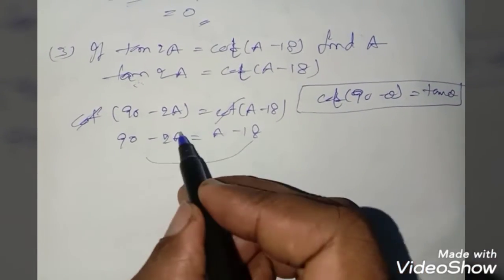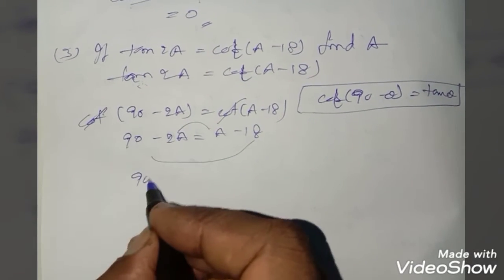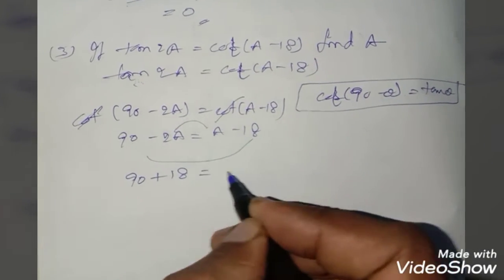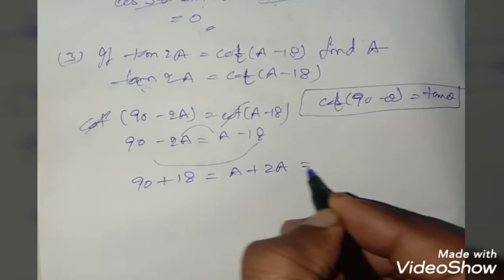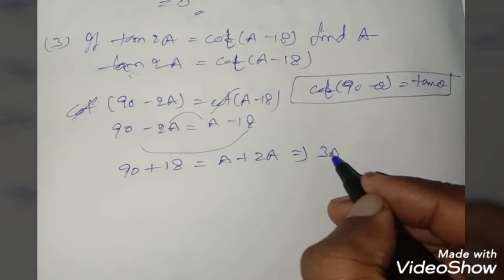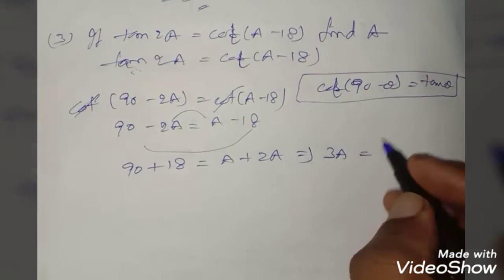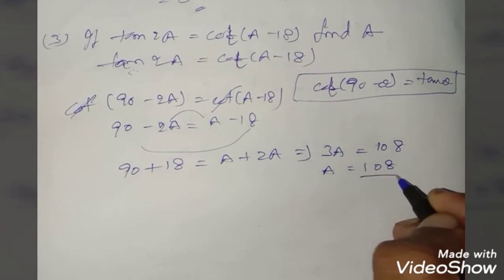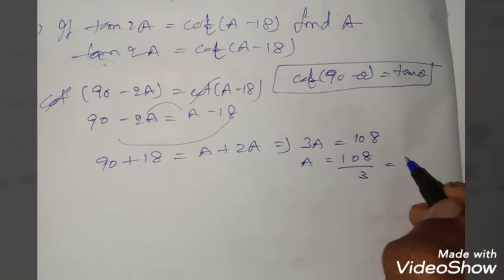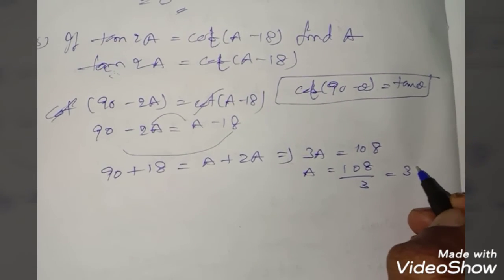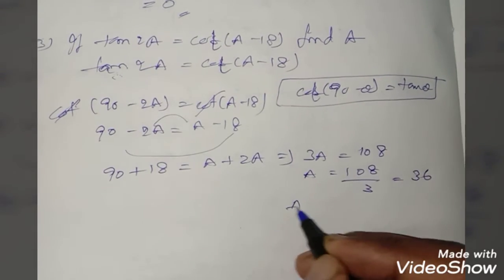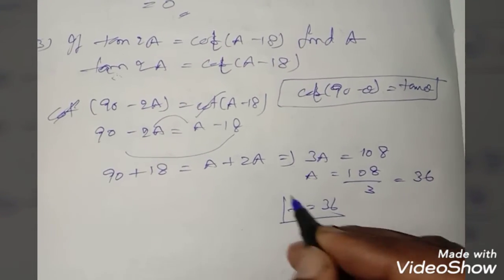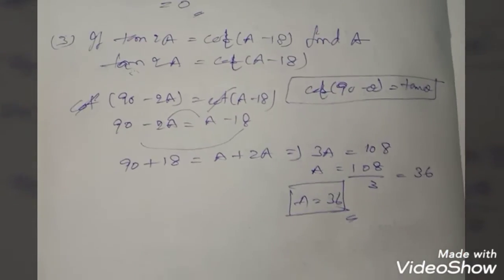Now send this 18 here, send this 2a here. So you'll get 90 plus 18 is equal to a plus 2a. Now a plus 2a is nothing but 3a, is equal to 90 plus 18, which is 108. So a is equal to 108 divided by 3. Now you'll get 36. So the value of a is equal to 36, right? So like this you are finding the values.